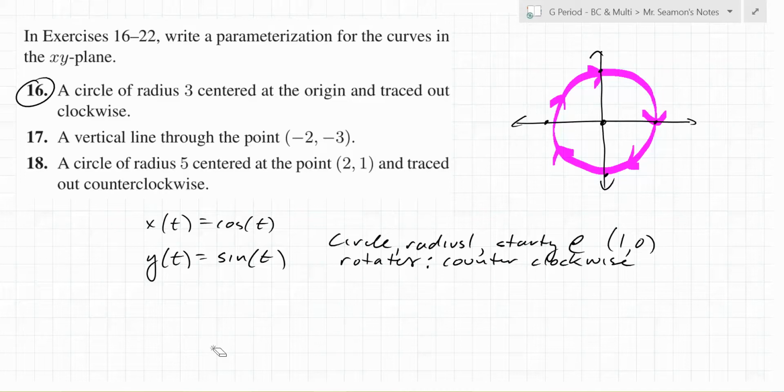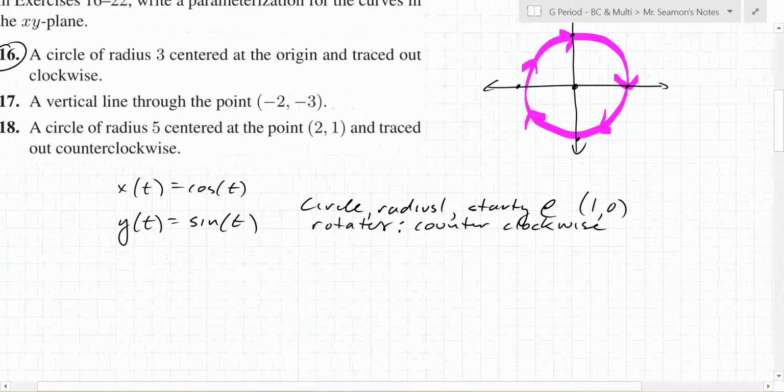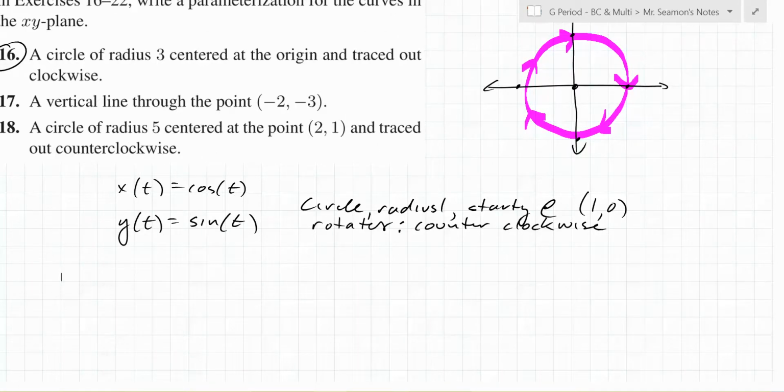Well, why does this have a radius of 1? Do you remember the work we did to make sure that this was a unit circle? What did we do to both sides? We squared them and added them together, and we got x squared plus y squared equals cosine squared plus sine squared, which is 1, correct? But we want it to equal 3.